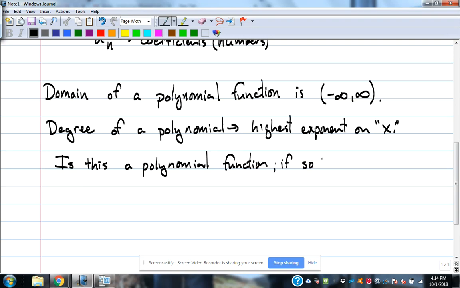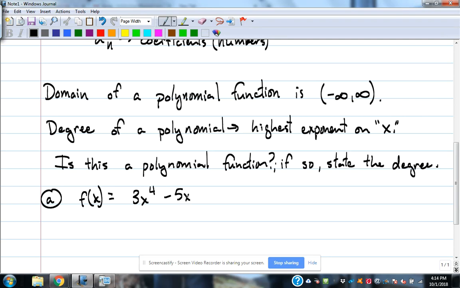If so, state the degree. Okay. Example A. F of x equals 3x to the fourth minus 5x cubed plus 2x squared 6x minus 7.